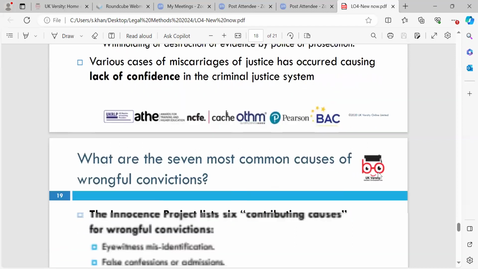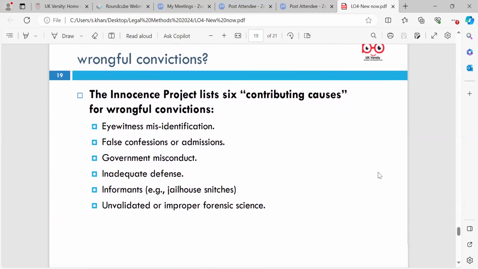So what are the causes of miscarriages of justice? The Innocence Project lists 6 contributing causes. First, eyewitness misidentification, where eyewitness error is the single greatest cause of wrongful conviction nationwide, playing a role in 72% of convictions overturned through DNA.